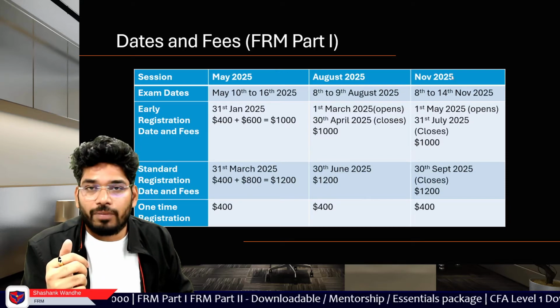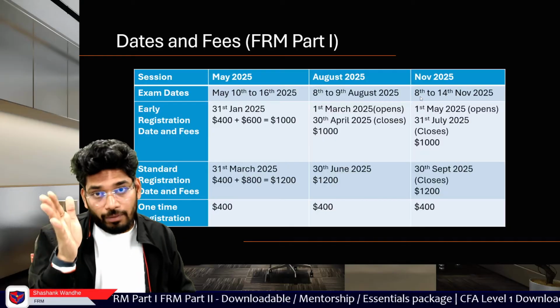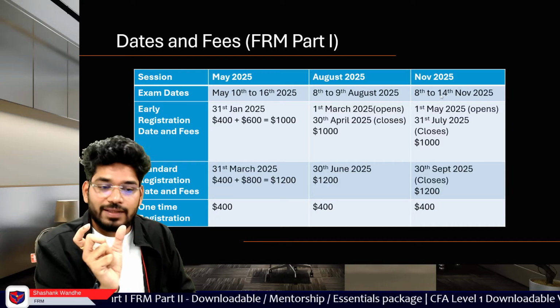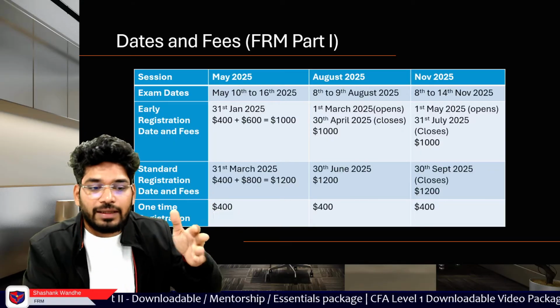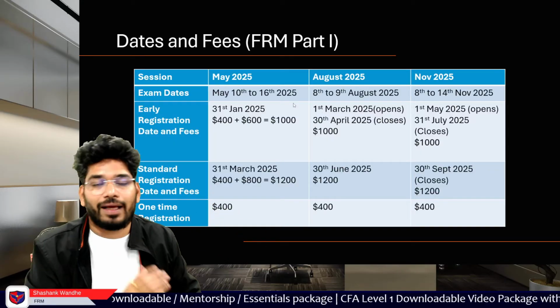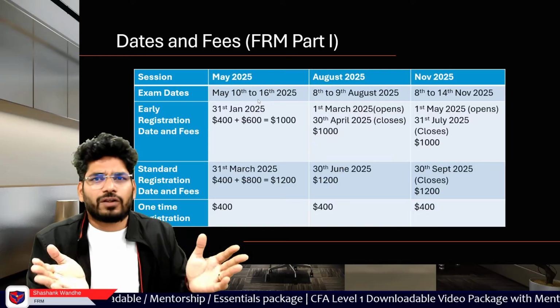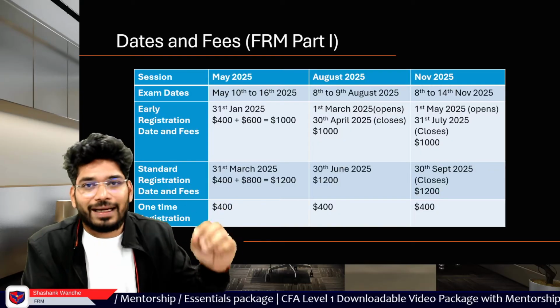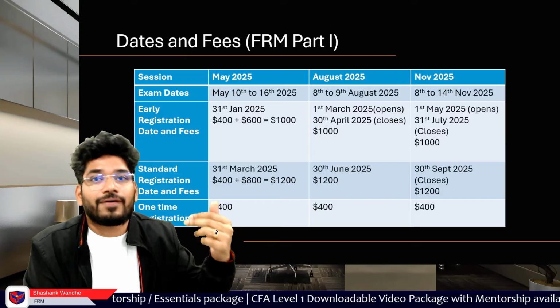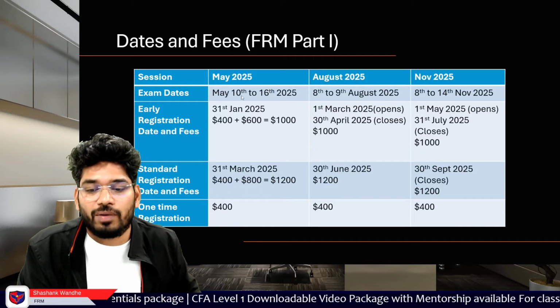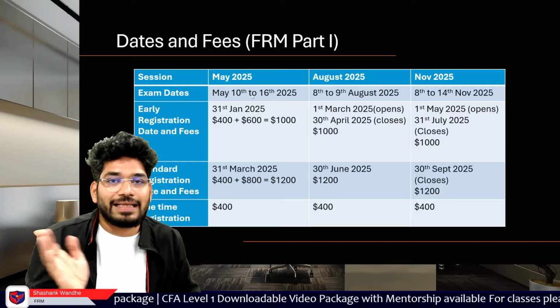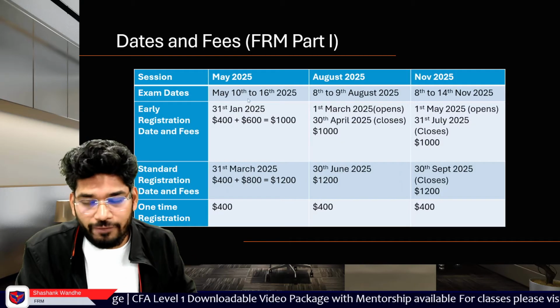And then we have the November 2025 window, where we have dates from 8th of November till 14th of November. This is the exam window. You can pick any preferred date in this exam window. For example, from 10 to 16, if you think 15th of May is good for you, you can select that date. That you have to do after registering for the exam. We will talk about it later. For now, just understand the meaning of this exam window.